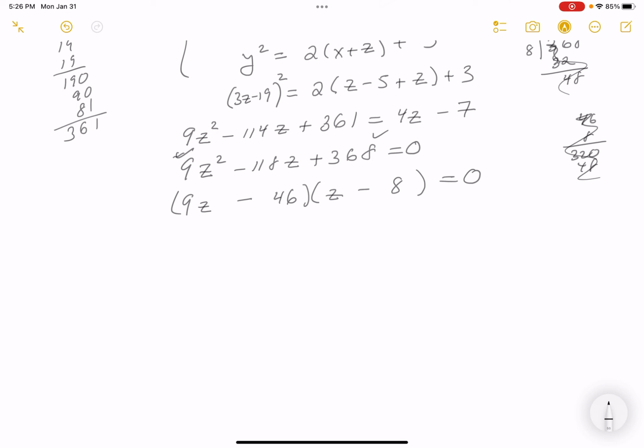9 times 8, I know it's minus 8, but I'm going to say 72. And then 46, and that's going to be 8. Wow, look at that, 118. That's a miracle. So I get 2 answers over here. What are the answers going to be?